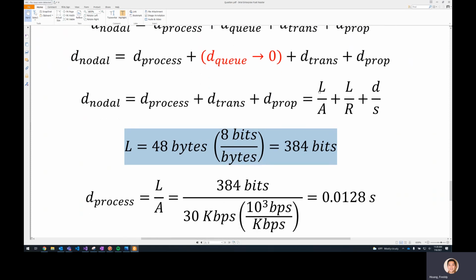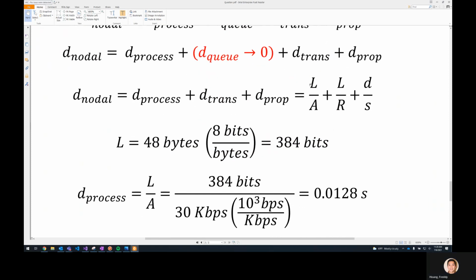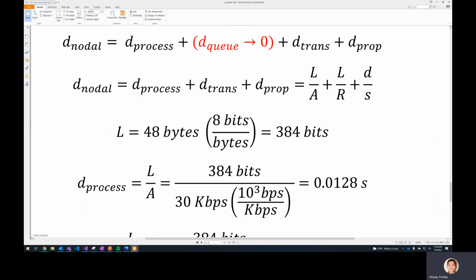And then I'll go through the simple calculation process for each of these steps. So first of all, you can do L over A, which is 3 or 4 bits divided by 30 kilobits, the analog conversion rate. And then you have to convert this to bits per second. And via that conversion sheet given to us in module 1, you can determine that there's 10 to the third power, or 1,000 bits per second over 1 kilobit per second. And then you get this answer of 0.0128 seconds.